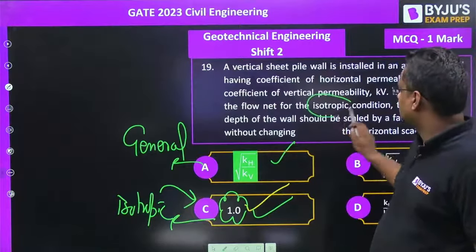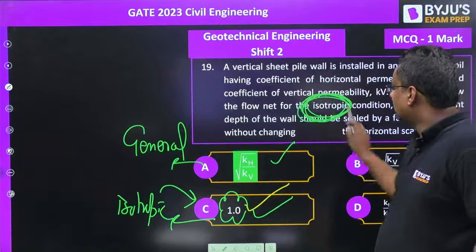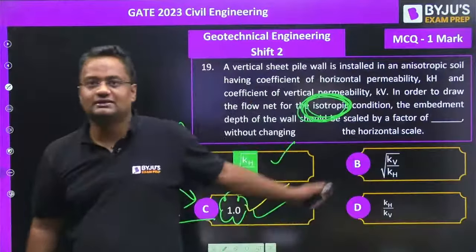And for isotropic soil, see this word you are missing. This word everybody is missing. For this word, this is the answer.